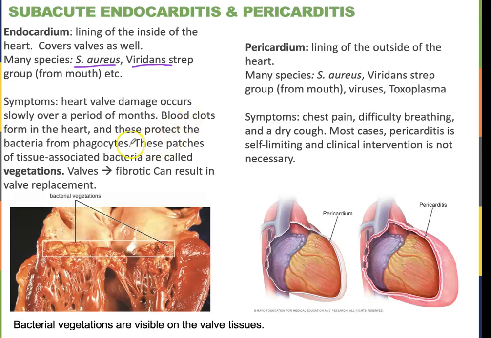The clots are going to protect the bacteria, and then the growing clot with the bacteria are going to cause little patches to occur, and those are called vegetations. So it's tissue-associated bacteria, and they mostly happen on valves. The valves can become fibrotic, which means that they are not as flexible anymore. It's very tough. And if you have a very tough, inflexible valve, it's not going to do its function, and you might need a valve replacement. So this is pretty serious.